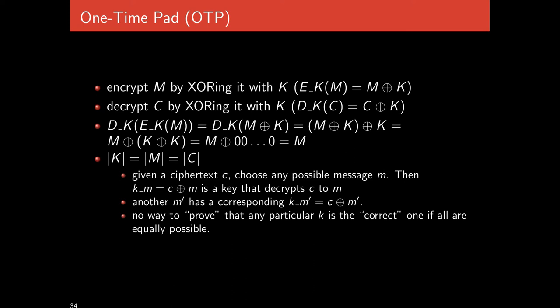And again, for any possible message, there's going to be some key that we can XOR the ciphertext with to give us that message. It will be exactly the message that we want to see XORed with the ciphertext. That will be the key that takes us to that message. And another message also similarly has a key for the same reason.